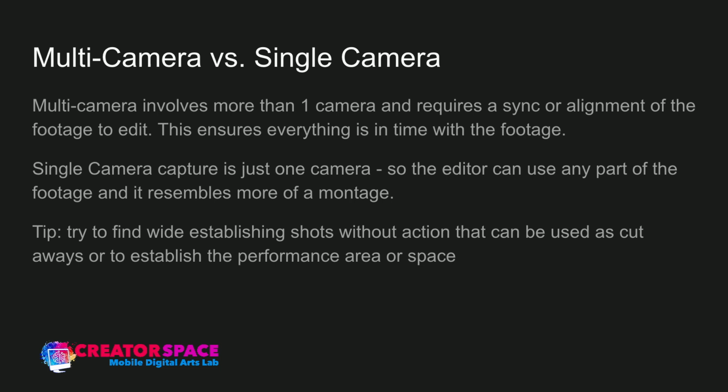So one tip here when you're editing: try to find wide establishing shots without any action happening. If they're stationary, static, maybe performers on there, and if they're wide enough that you don't really see what's happening, these can be used as what's called cutaways. So if there's an issue, you can cut away to that wide, or you can use it to establish the performance area or space before things are happening.